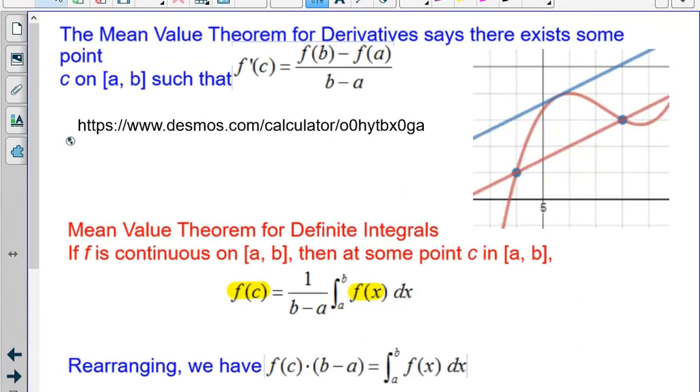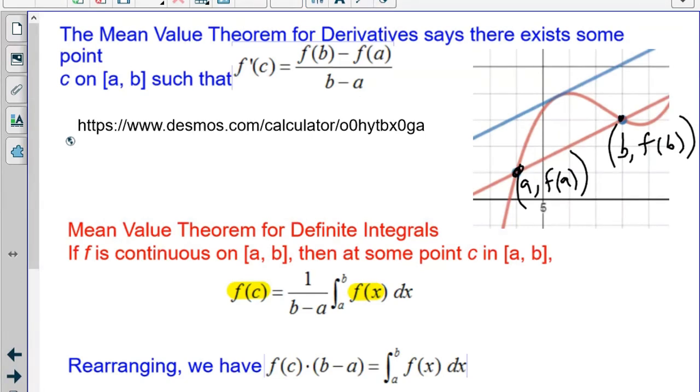Next, the mean value theorem for derivatives says there exists some point C on the closed interval a to b such that the derivative is equal to the slope of the secant line. So basically I have the slope of the secant line from A to B, and that equals the slope of the tangent line somewhere, as long as I have a continuous and differentiable function. So that is something that we've learned before.